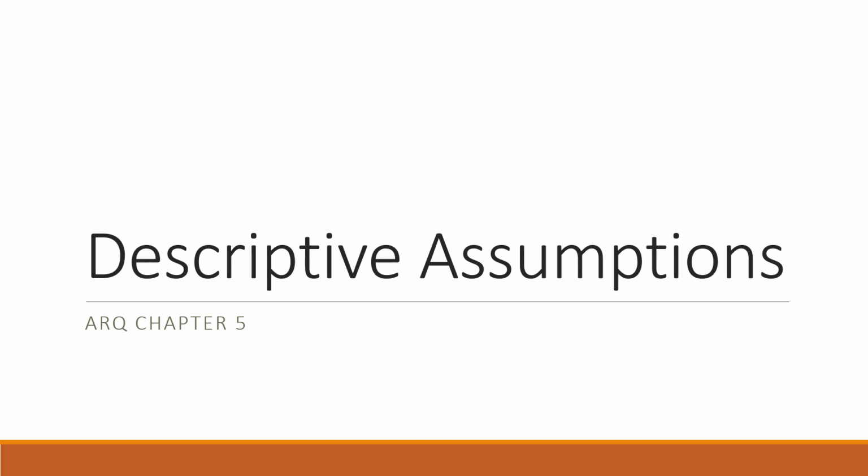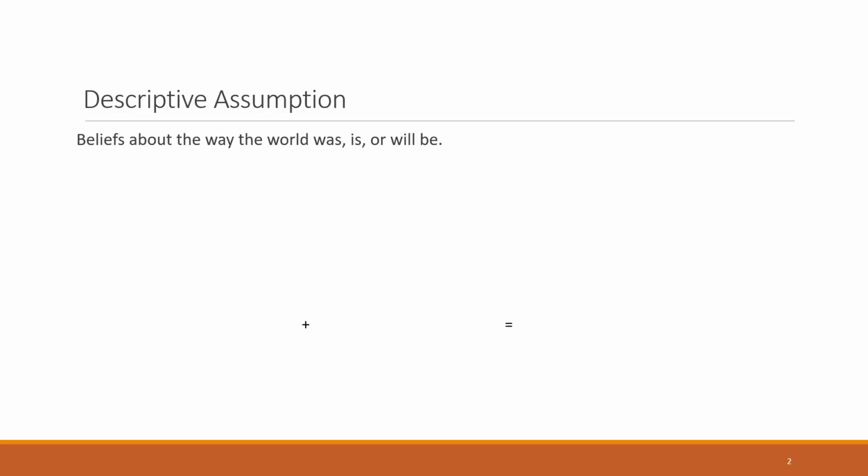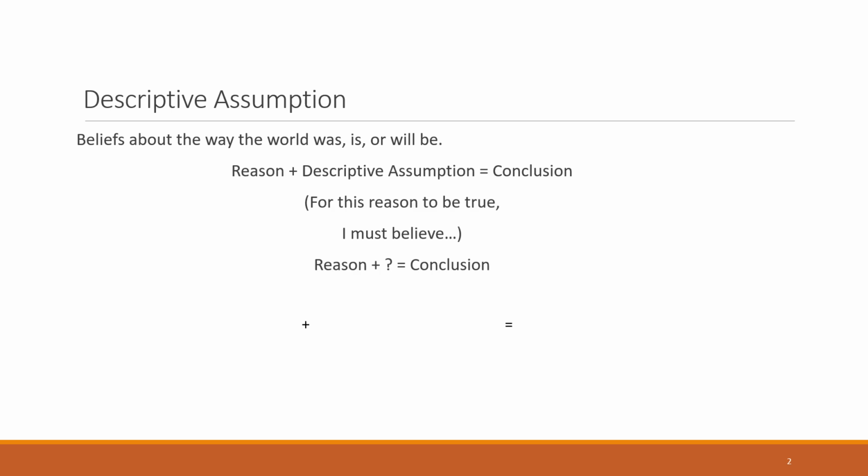In this presentation, I will be talking about descriptive assumptions. Descriptive assumption is the beliefs about the way the world was, is, or will be. So I'm going to use the same formula that we used for value assumption. We're also going to use the same formula when it comes to descriptive assumption. However, in this case, when we are identifying descriptive assumptions, we are trying to identify things that we believe is true about the way the world was, is, or will be.